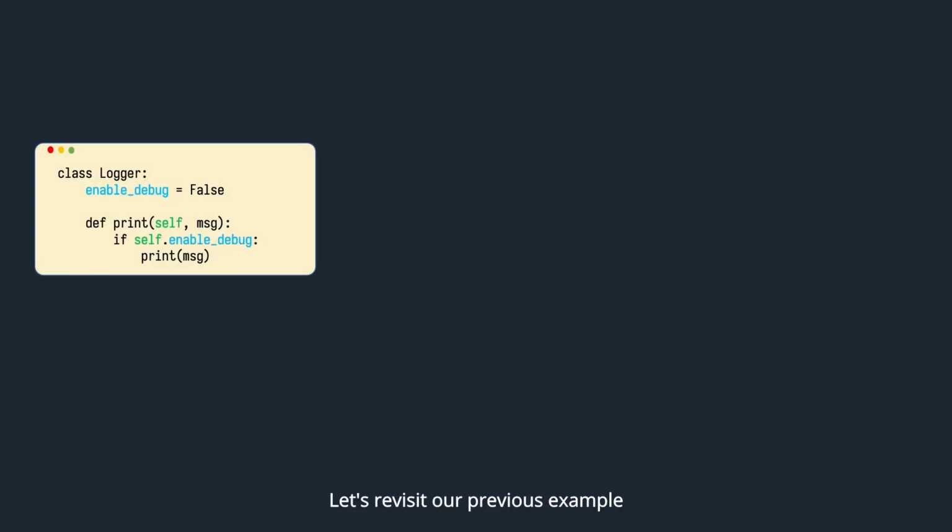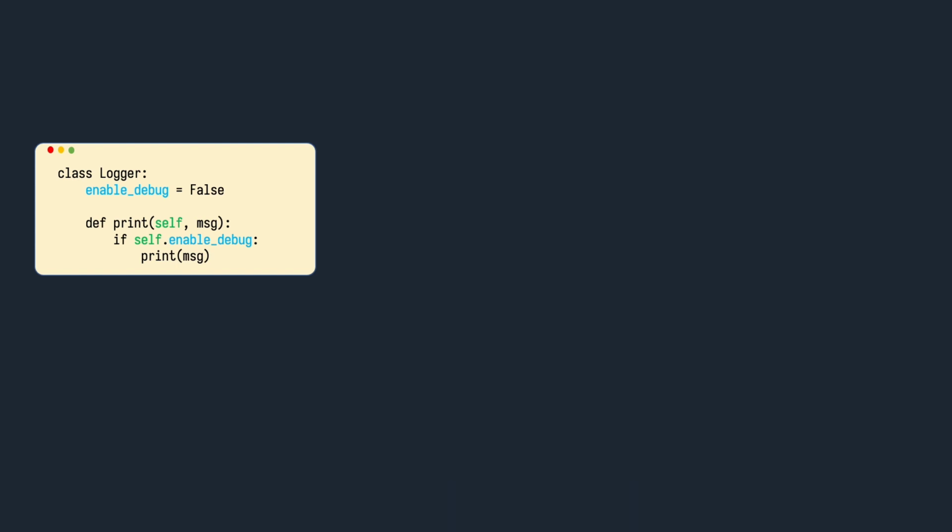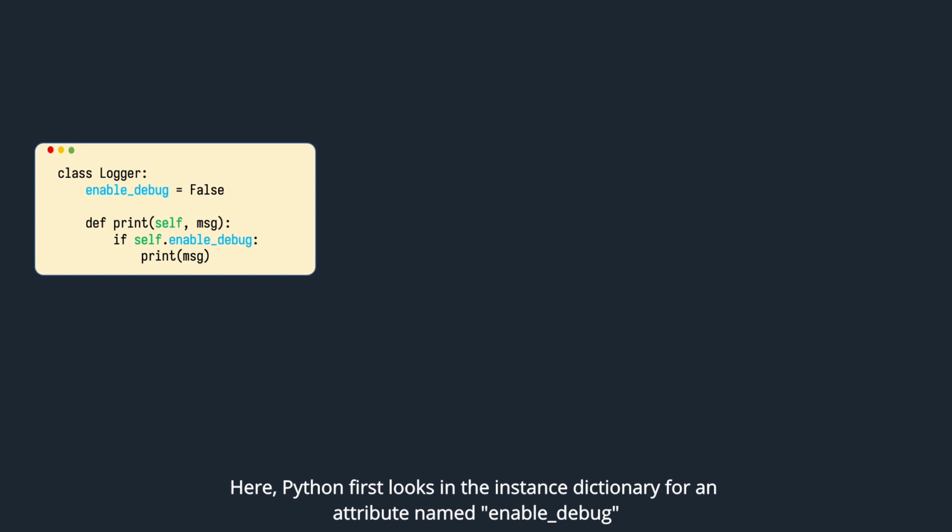Let's revisit our previous example. The print method works because of how attribute lookup works. Here, Python first looks in the instance dictionary for an attribute named enableDebug. Since it's not there, Python does a fallback and looks in the class dictionary.